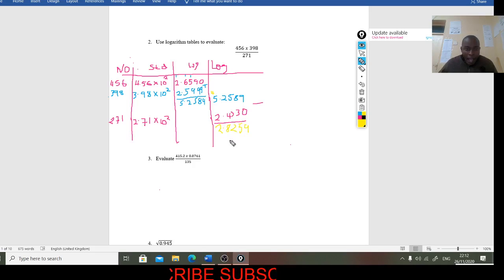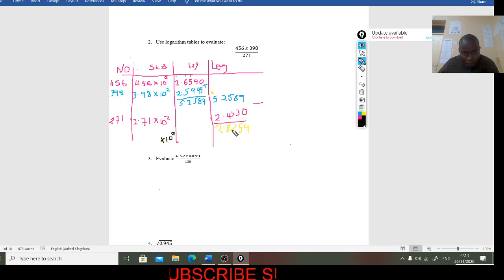So 2.8259. I now need to find the antilogarithm so that I get the x, the number. I find the antilogarithm of this, and the antilogarithm will be times 10 raised to power 2.